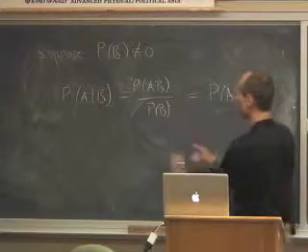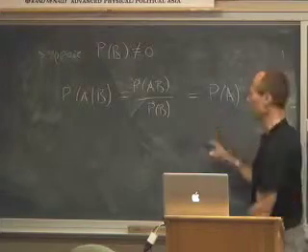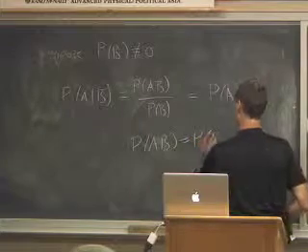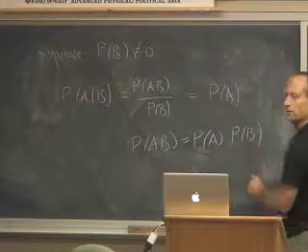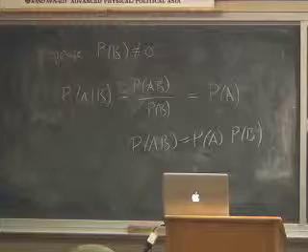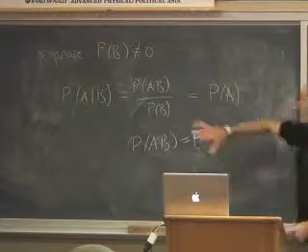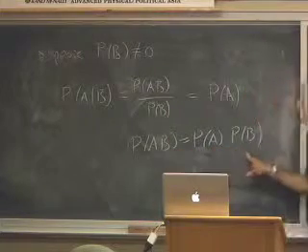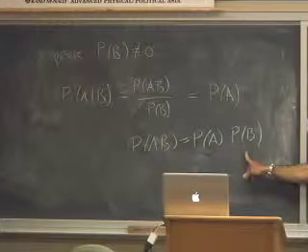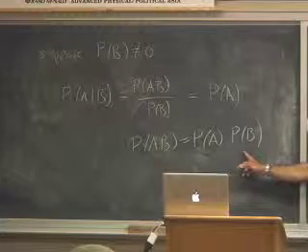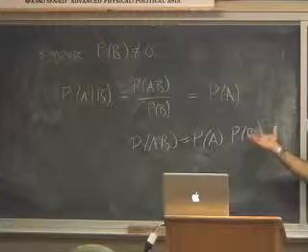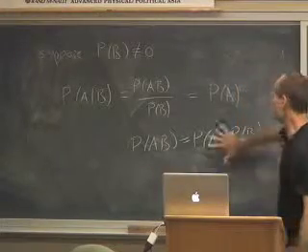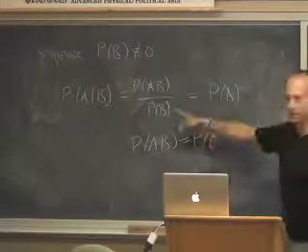Well, if that's true, I can multiply both sides by P of B, and that says that P of AB is P of A times P of B. Okay? This expression only makes sense if P of B is not 0. This expression always makes sense whether P of B is 0 or not. So we take this to be the definition because it's a little bit more general. Okay. If this holds, that holds, as long as you're allowed to divide by P of B.